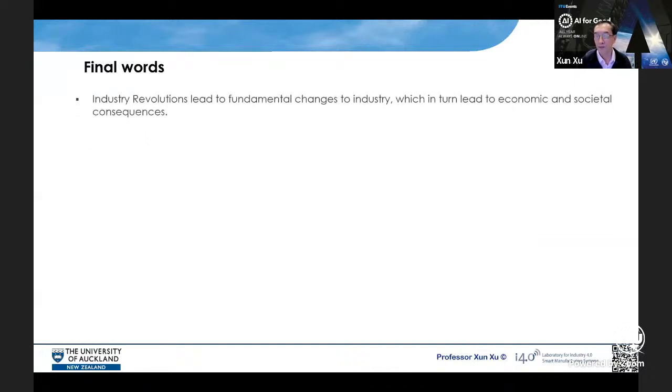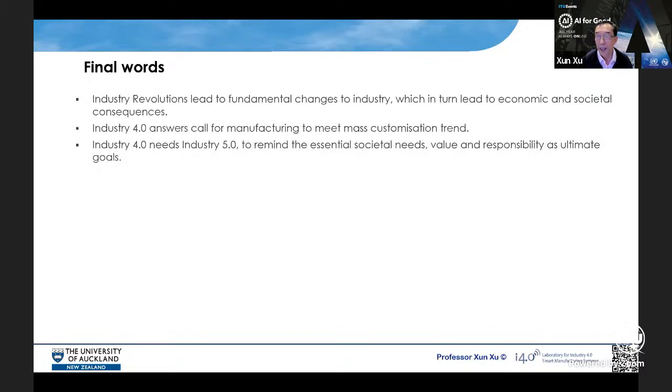Right, so finish off. Just a few quick final conclusions. So the industry revolutions lead to fundamental changes to industry, which in turn leads to economic and societal consequences. So this is important to recognize societal consequences. Industry 4 calls for manufacturing to meet this mass customization trend. So really you're trying to make systems flexible, adaptable to different customers' needs. It is perhaps fair to say that Industry 4 needs Industry 5 to remind the essential societal needs and values and responsibilities as the ultimate goals. Industry 5 requires Industry 4 for the technological push and solutions.